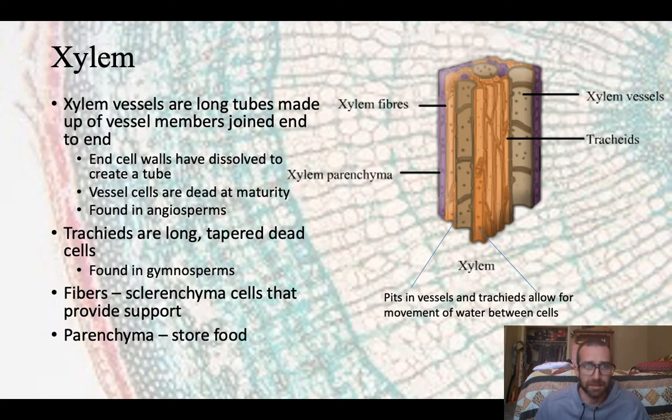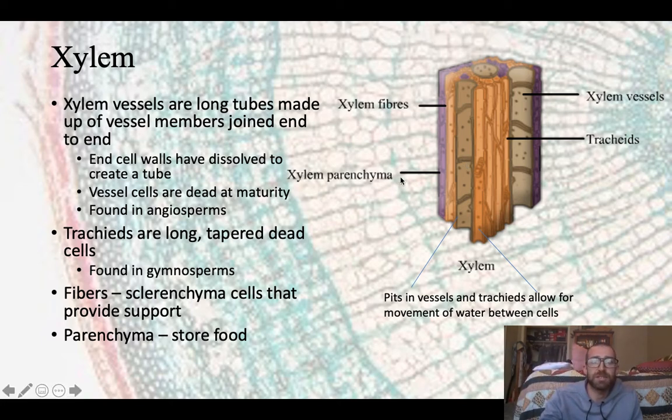So if we look at our xylem, it is made up of those 4 tissues: xylem vessels, tracheids, fibers, and parenchyma. The vessels are long tubes made up of vessel members joined end to end, and they essentially form a big straw, right? So here are our xylem vessels, and these cells all connect, and the cell walls at the top and bottom of each vessel member dissolve, and this creates a long tube.